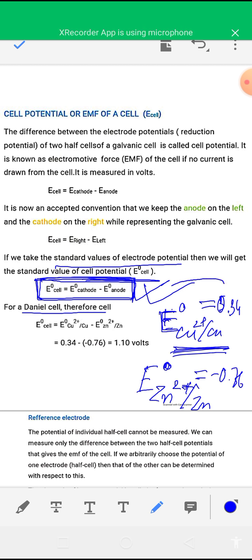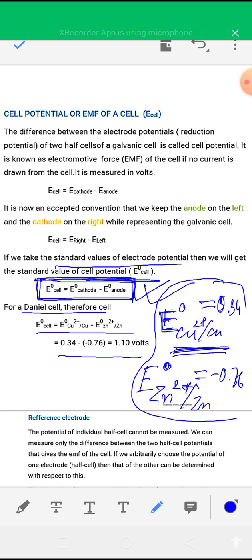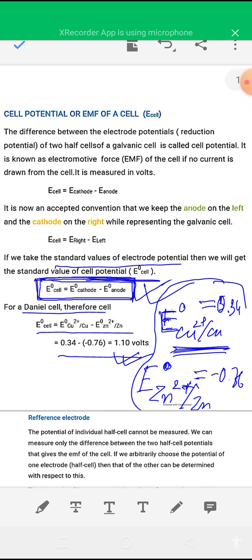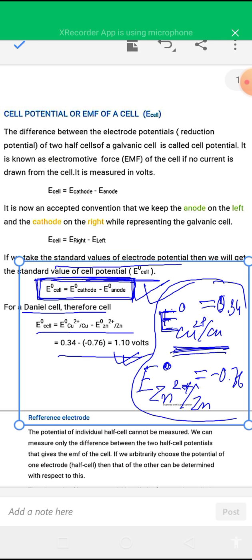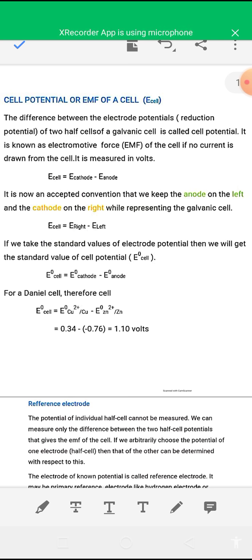Okay, so the standard cell potential of the Daniell cell is E0 cell is equal to E0 Cu2+/Cu minus E0 Zn2+/Zn, where Cu2+/Cu is the cathode, and Zn2+/Zn is the anode. Okay, so E0 cell is equal to 0.34 minus (minus 0.76), that is 1.10 volt. So the standard cell potential of the Daniell cell is 1.10 volt.